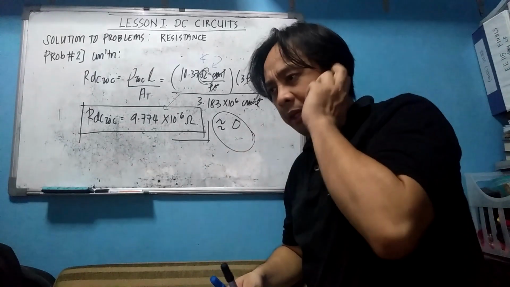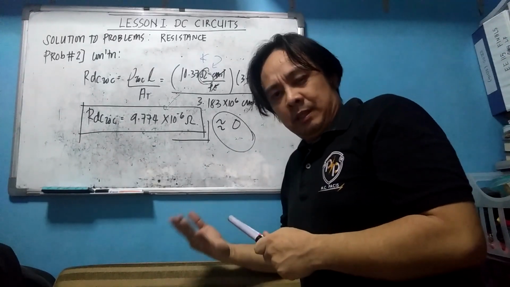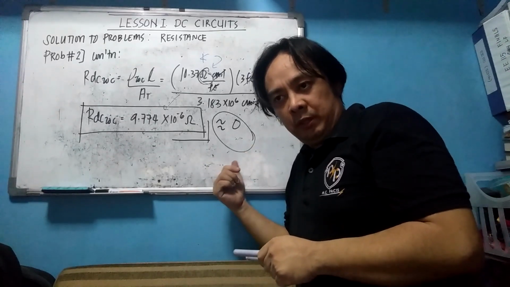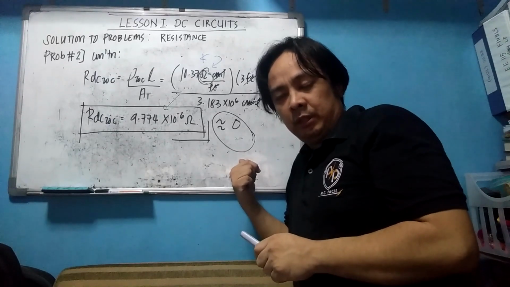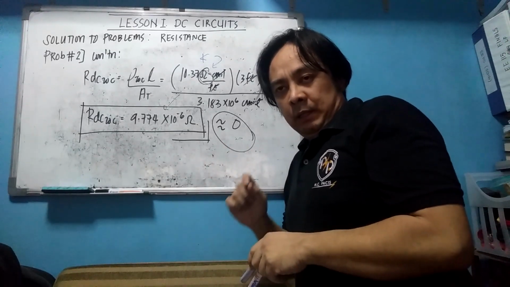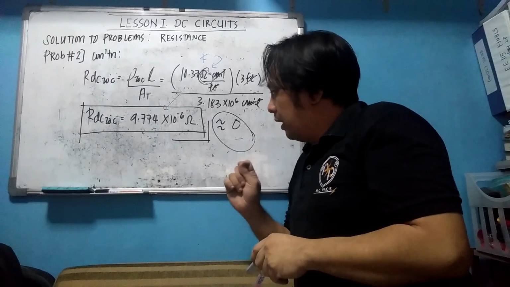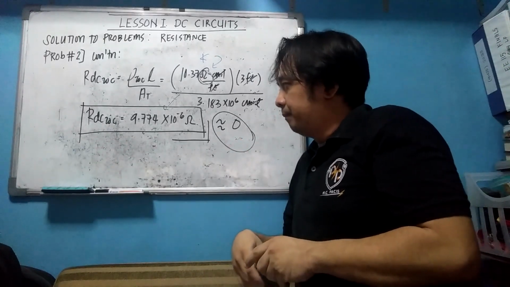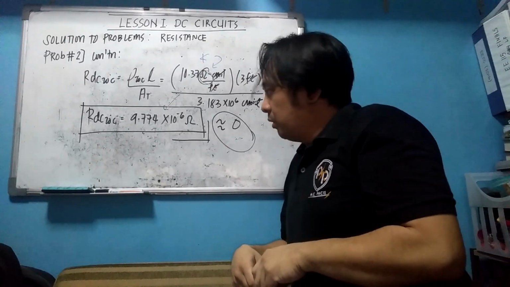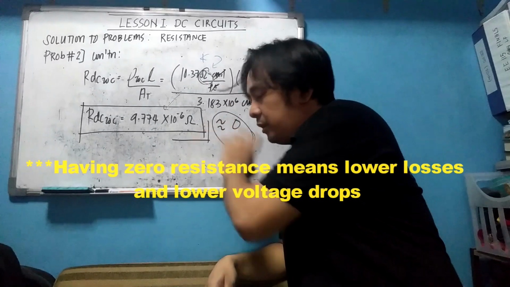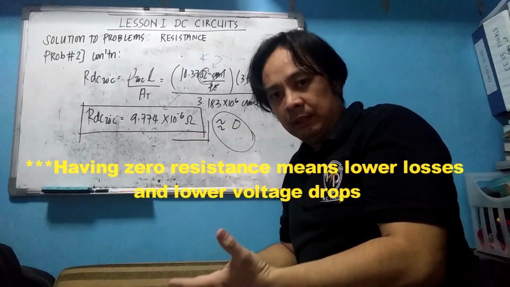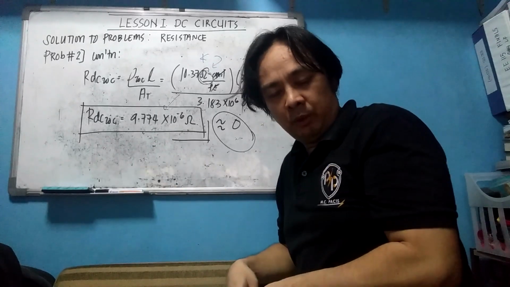So you're just wondering, a copper bus bar having 0 resistance, so that you will have a larger current. One reason why you need to have a negligible resistance here is to prevent losses. Because if you have larger resistance, you will have larger voltage drop or power loss.